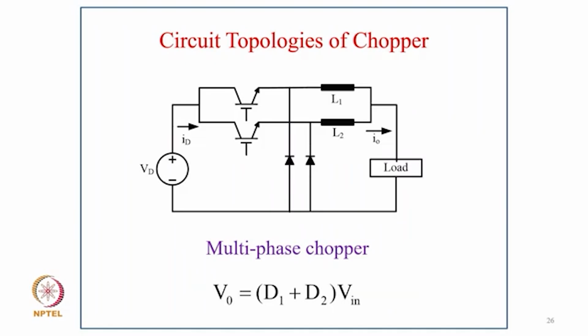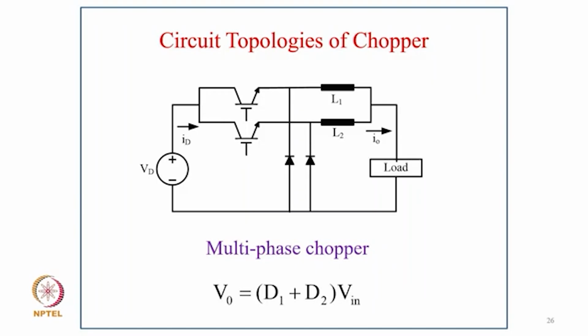Then we have multi-phase choppers, which are applicable for many uses. Like with a step-down chopper, the advantage of putting multiple phases is that you can have a phase shift. The output voltage will be (D1 + D2) times Vin. The ripple in the output load current can be reduced in this case, and similarly you can reduce the ripple from the input source.